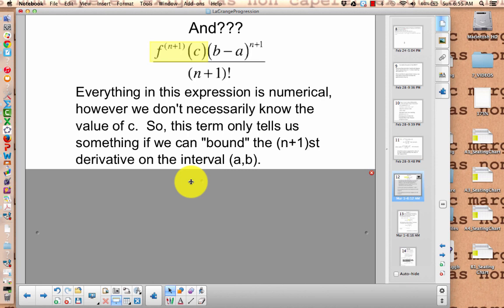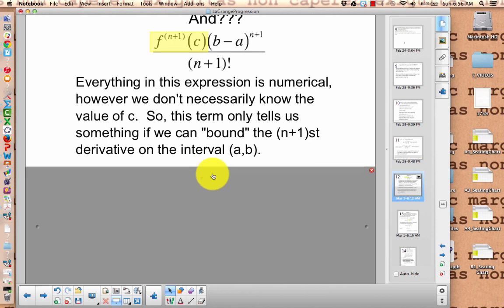So this term only tells us something if we can bound the (n plus 1)th derivative on the interval a to b. In other words, can I tell how big this could possibly be in absolute value? If I can do that, then I can put a bound on the error when I use the nth degree Taylor polynomial. So what kind of things can you bound? Well, with our knowledge of mathematics up to this point, we can bound a few types of functions.